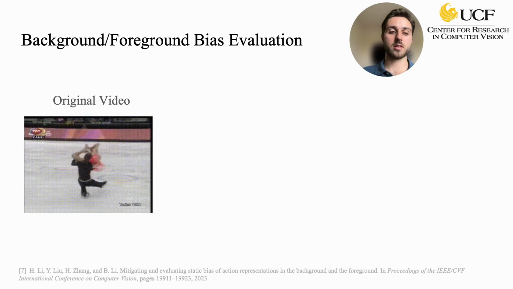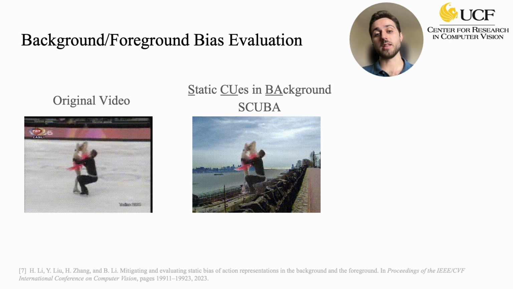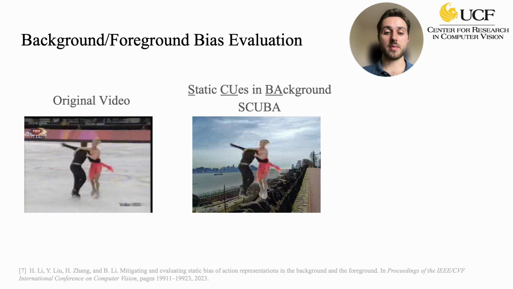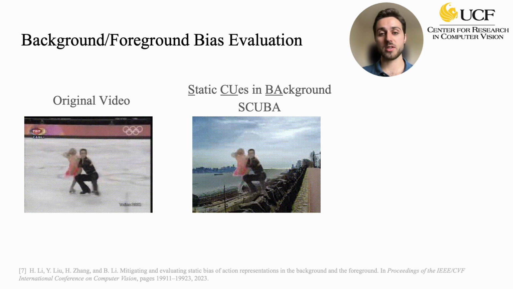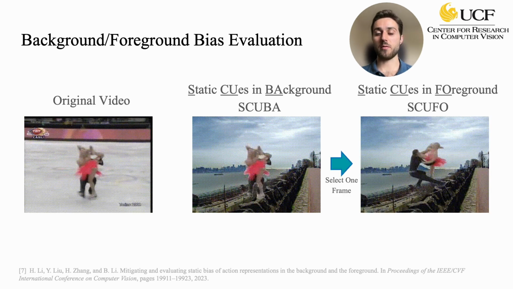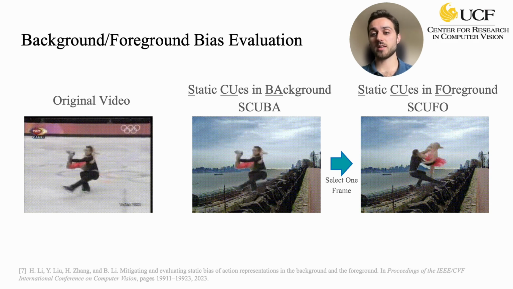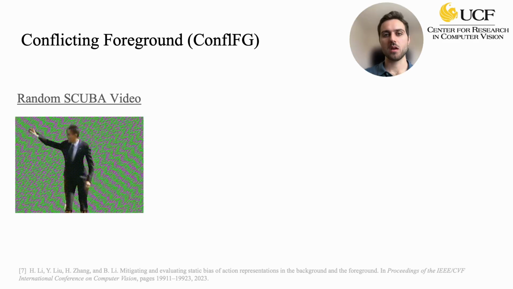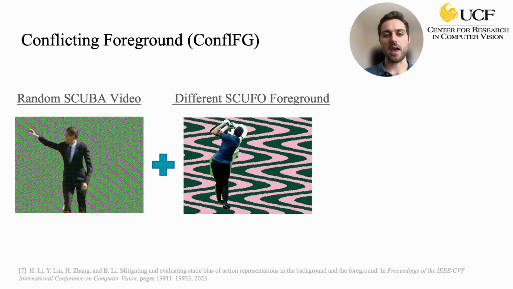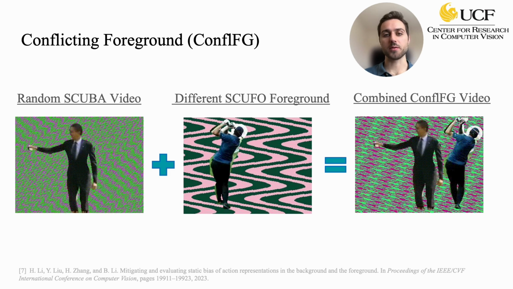To evaluate our framework, we can start with a standard action recognition benchmark like HMDB 51. We can look at background bias by replacing the background and trying to predict the action. Here we still want to be correct because all the motion exists, but we can evaluate foreground bias by sampling a single frame from this video. Here we want to be incorrect because if we get it correct, then we're using that foreground information to help classify the action. We can evaluate both foreground and background bias by taking a random scuba video, adding a different scuba foreground, and getting a single video where we want to predict wave but not golf swing.